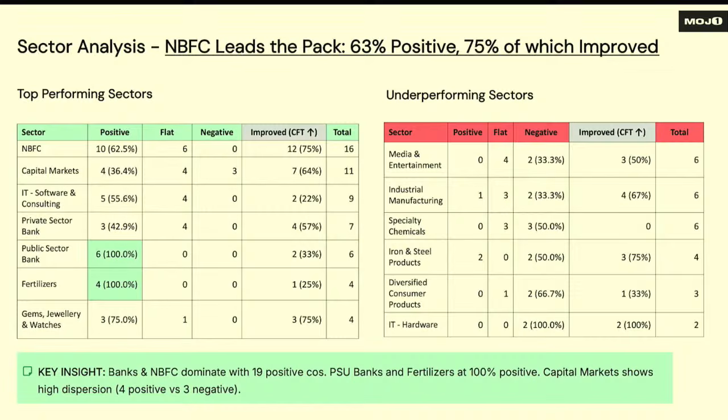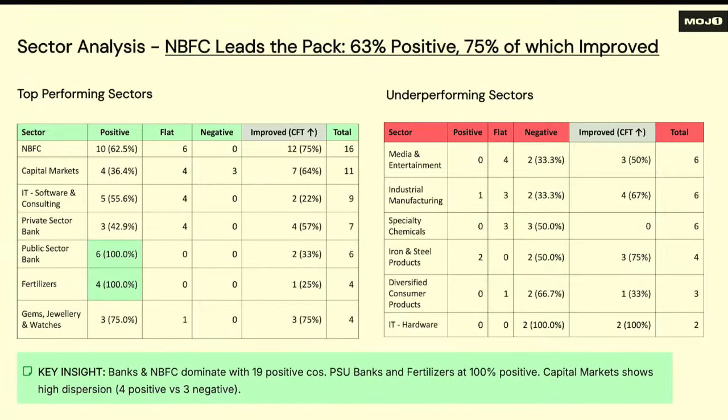If I were to combine both of these data points, then suddenly what looks good is the NBFC, which is currently 62% positive, but 75% of the companies have actually improved their CFT score rather than just being there. It can be an improvement from negative to flat, or from flat to positive, but there is momentum coming in on the NBFC side. Similarly, if you look at the public sector banks, although all the companies gave positive results, only 2 improved from last quarter. So there is a little bit of stagnation that one can see there.